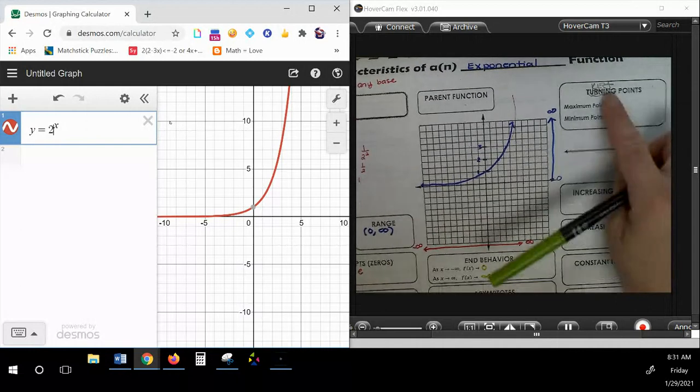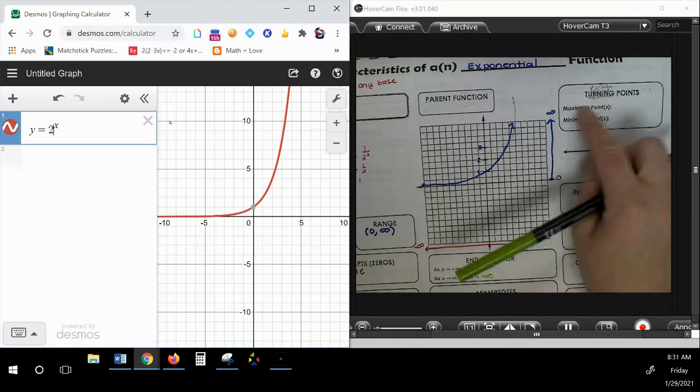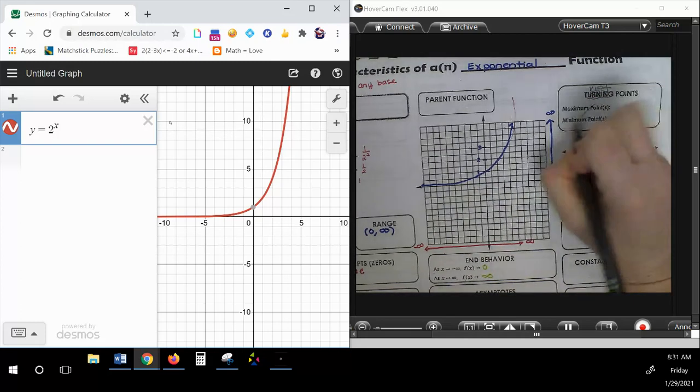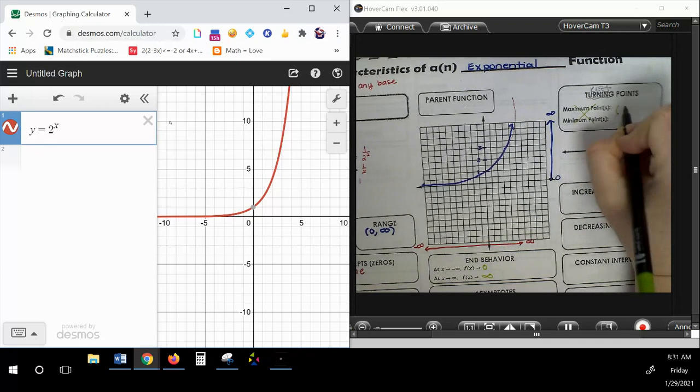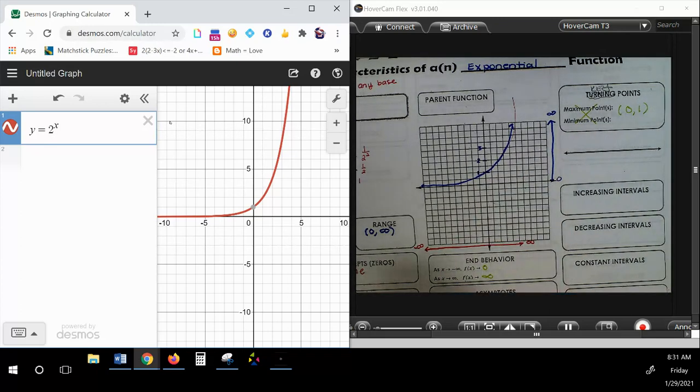Instead of calling it a turning point, I called it a key point because when you're moving this function around, that's kind of where you're moving it. The key point is that (0, 1) point. That's going to be an easy one to kind of move around.